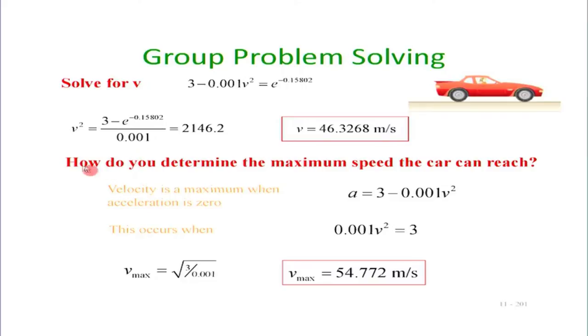Now, the second important question is how do you determine the maximum speed that the car can reach? Just note that this is the acceleration, 3 minus 0.001 v square. If this quantity is positive, the speed can only increase. The moment acceleration is positive, the speed can only increase. The speed can only decrease when this acceleration becomes negative, or it becomes deceleration. And the speed will stop increasing when this acceleration is equal to 0.